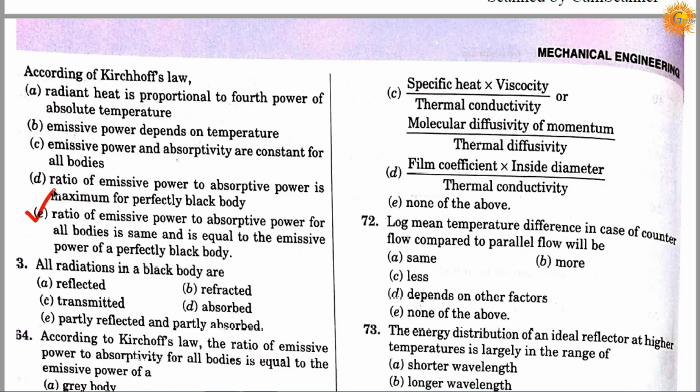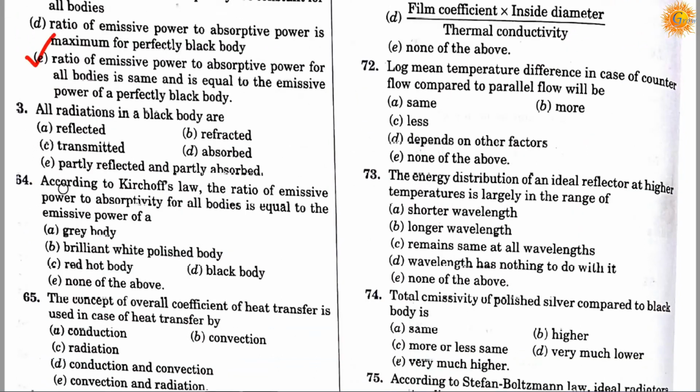Question number 63. All radiations in a black body are option A, reflected. Option B, refracted. Option C, transmitted. Option D, absorbed. Option E, partially reflected and partially absorbed. Correct answer is D, it will be absorbed.